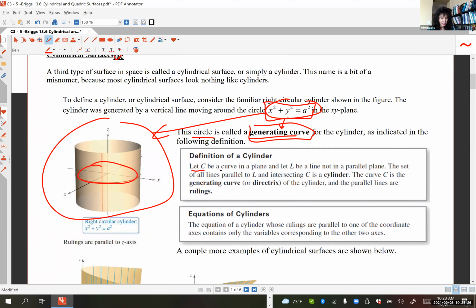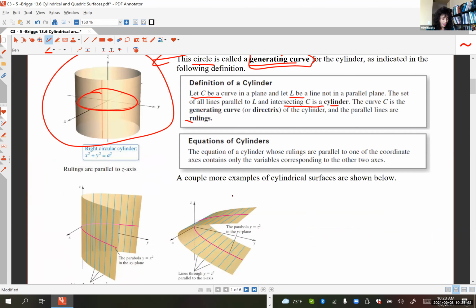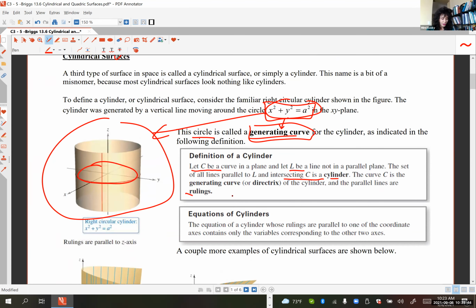Definition of a cylinder: let C be a curve in the plane. That would be your generating curve. Let L be a line not in the parallel plane. The set of all the lines that are parallel to L and intersecting the curve is known as a cylinder. I'll go over this in slow motion. The idea, though, is that the equation of a cylindrical surface will be an equation that's missing one variable. It's only missing one variable.